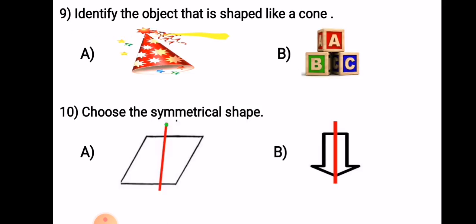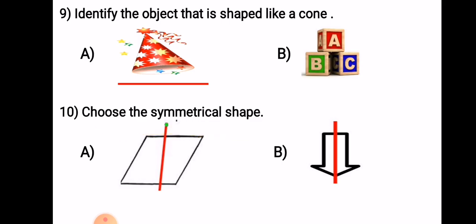And here we need to identify the object that is shaped like a cone. As we said, a cone is one of our 3D shapes and it looks like a birthday hat. So, sure we will choose a birthday hat.